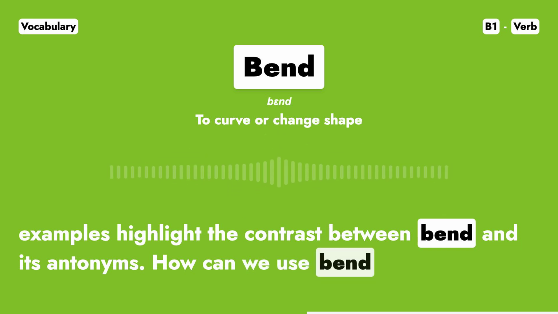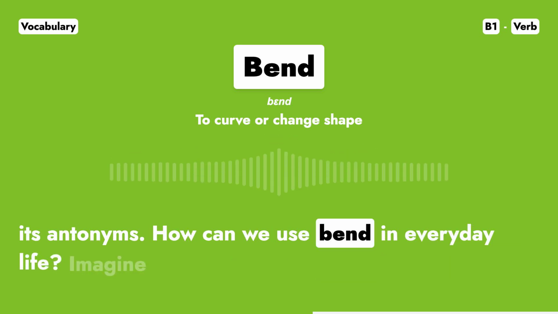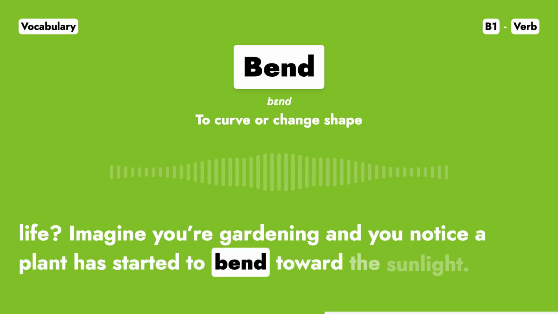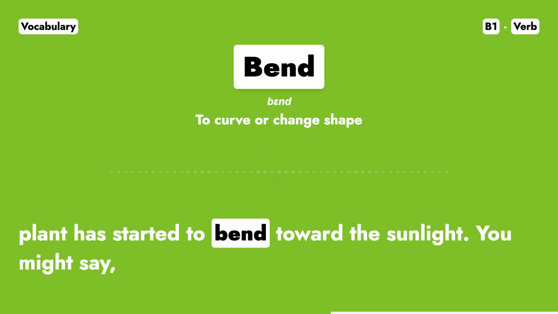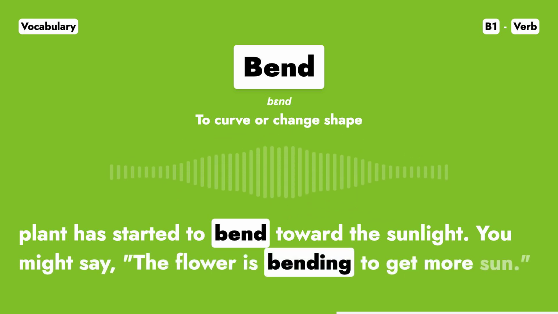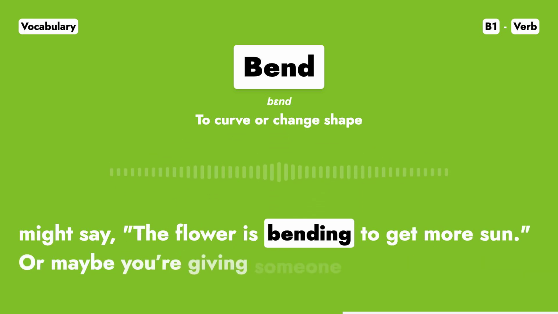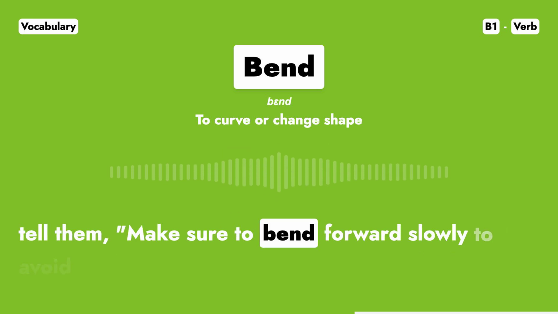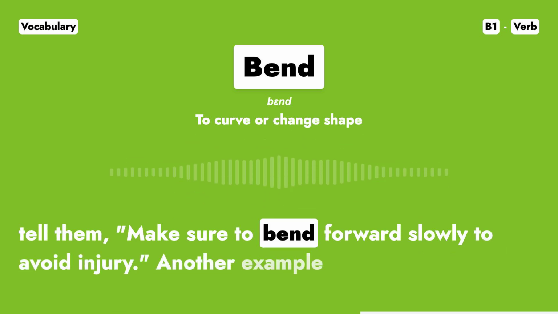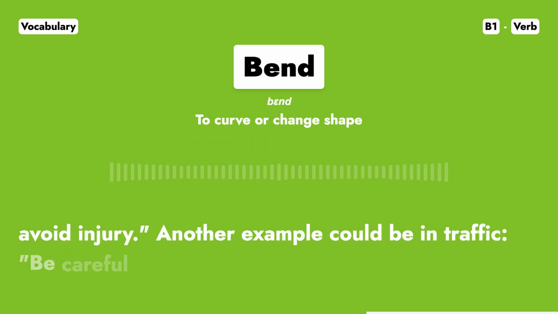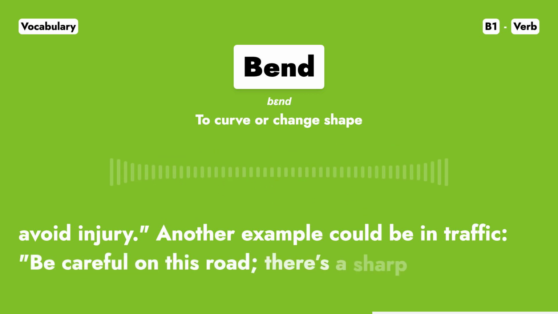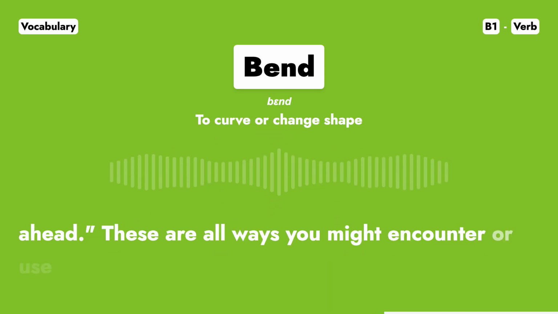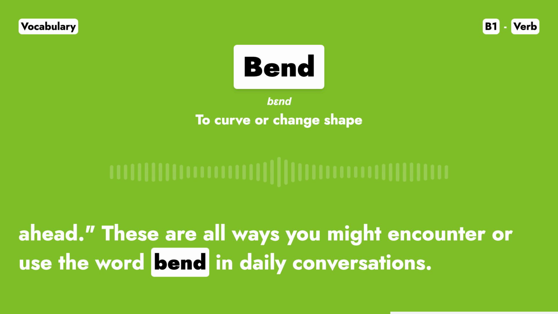How can we use bend in everyday life? Imagine you're gardening and you notice a plant has started to bend toward the sunlight. You might say, the flower is bending to get more sun. Or maybe you're giving someone yoga advice and tell them, make sure to bend forward slowly to avoid injury. Another example could be in traffic. Be careful on this road. There's a sharp bend ahead. These are all ways you might encounter or use the word bend in daily conversations.